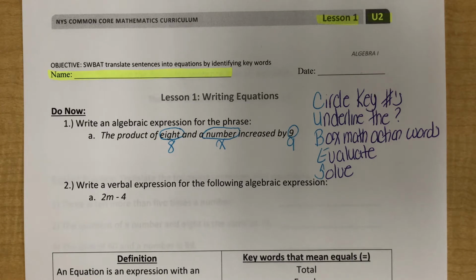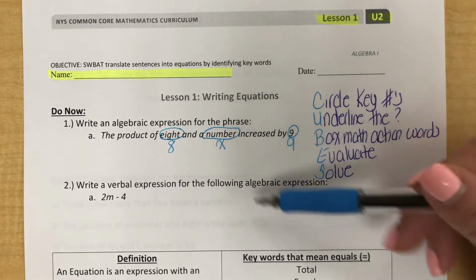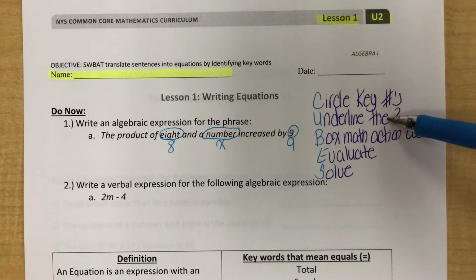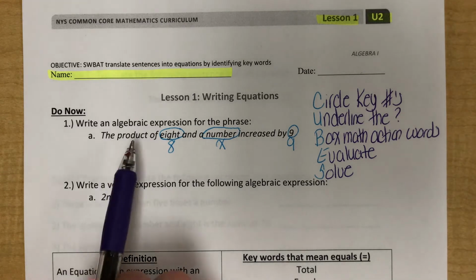Next, underline the question. We're not going to utilize this part of CUBES on today's lesson. You would use this in a word problem, and we're going to see that later on in this unit. So I'm going to skip that and I'm going to go to box math action words. So boxing math action words.